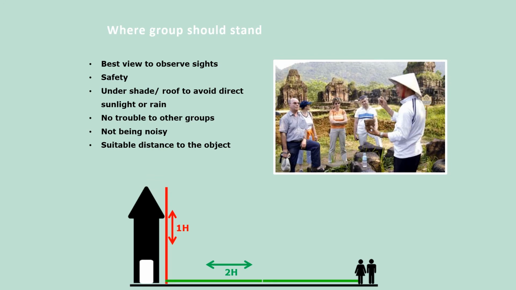And now the question is where the group should stand. A group here is a number of visitors. So the visitors should get the best view to observe the sights, and make sure the place or the spot for standing is safe. When the guiding is outdoors, you have to ask them to stand under shade or a roof to avoid direct sunlight or rain.